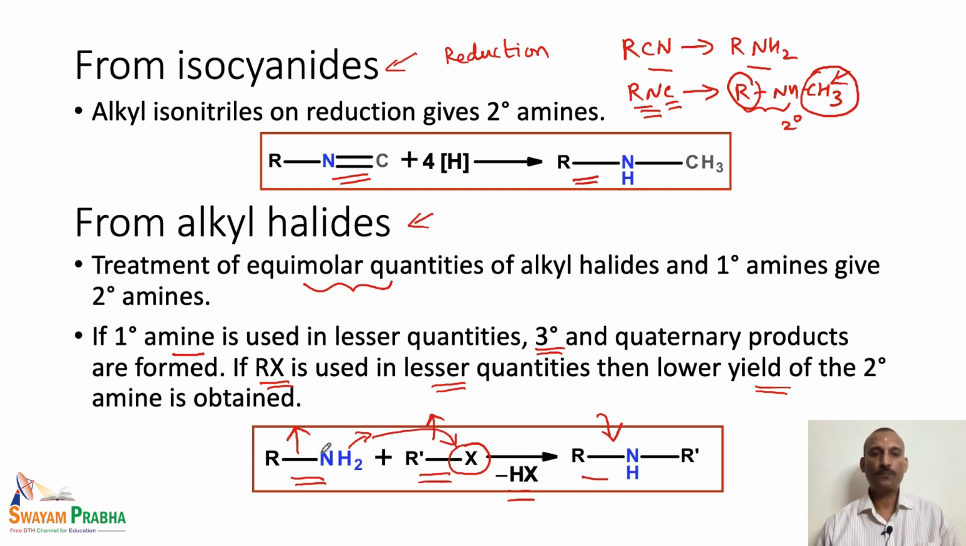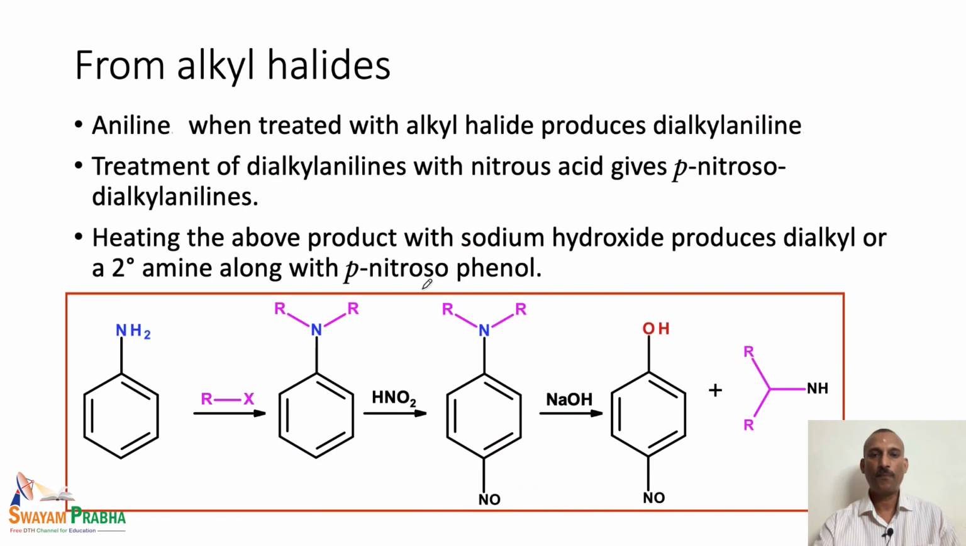If you use amine in less quantity or alkyl halide in a large excess, we end up with the tertiary amine and the quaternary ammonium salt. But if we use a less amount of the alkyl halide, then we will end up with a less amount of the secondary amine. So, this is the one thing we have to keep in mind. We have to use equimolar quantities of both the starting materials to get maximum yield.